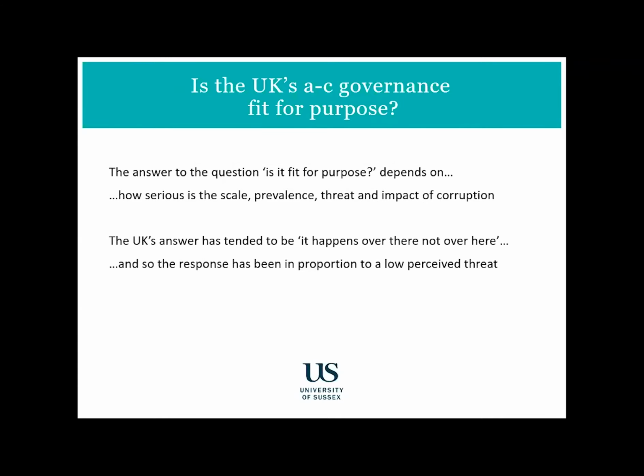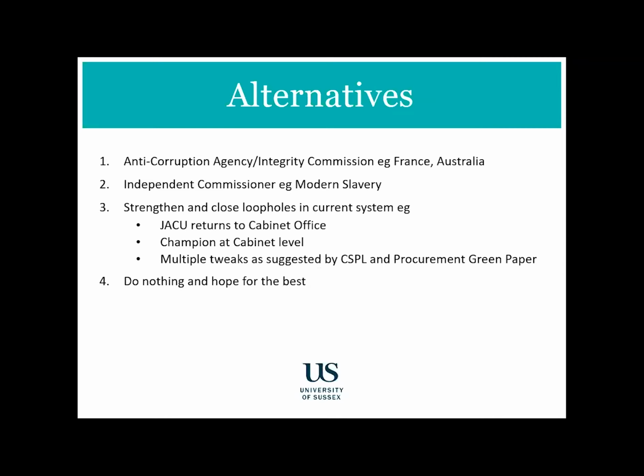So is the UK's anti-corruption governance fit for purpose? Well, I think the answer to that must depend on how serious a problem you think corruption is in the UK. How serious is the scale, prevalence, threat, and impact of corruption? And the UK's answer has tended to be, well, it does happen overseas. It's not really a thing that's happening here. And that's reflected in the fact that the anti-corruption champion's title was international champion until quite recently. And so the UK's response has been in proportion to a low perceived threat. One of the questions, therefore, is that threat changing, or has it indeed changed?